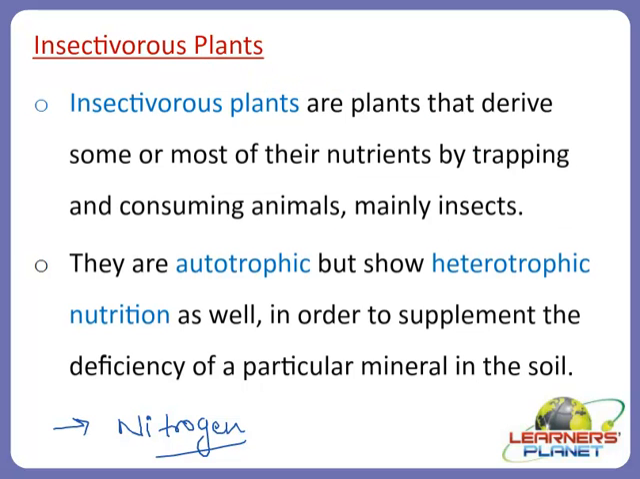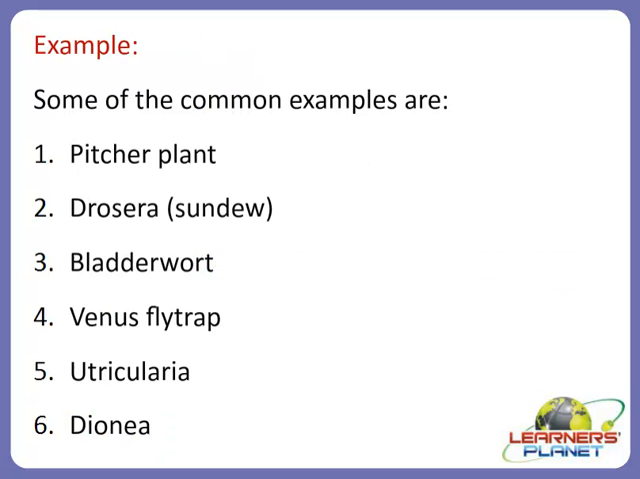There are some examples which we are going to discuss. Some of the common examples of insectivorous plants are pitcher plant, Drosera, also called sundew plant, then Bladderwort, Venus flytrap, Utricularia and Dionaea. So we are going to study some of these plants in detail. Not all of them, but some of them.